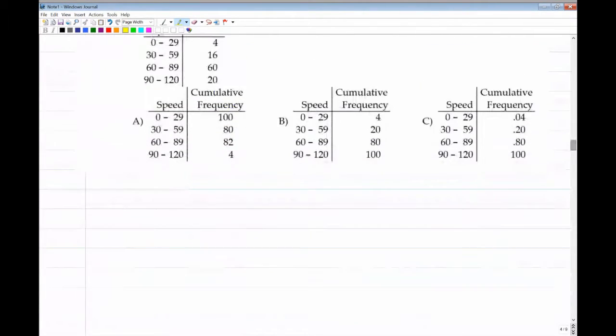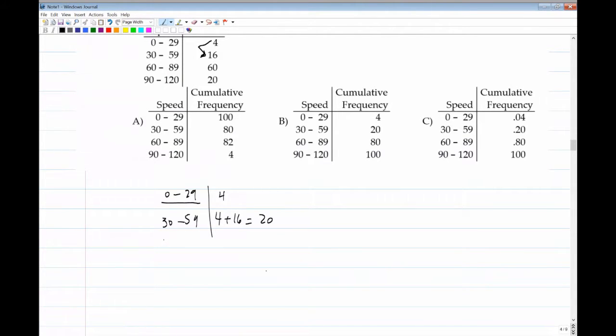If you look at the sample right here for each class, the first class, between 0 and 29, we have 4. We leave it as 4. Between 30 to 59, we're going to have 4 plus 16. So you always add to the previous class. You say, I'm going to add this and this. What do I get? I get 20.